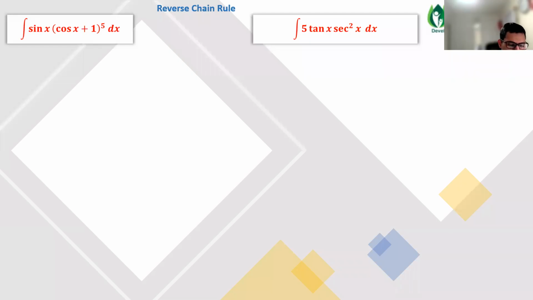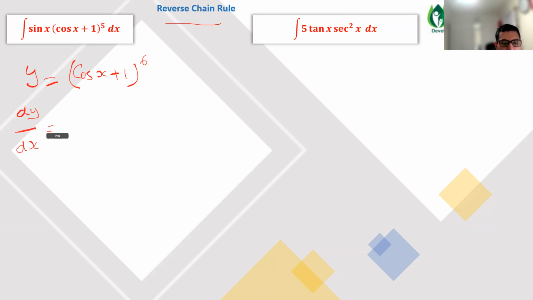So guys, this is called the reverse chain rule. In reverse chain rule, we need to find a function which, when we differentiate, we end up with the same answer. So like we said last time, what can happen if we have (cos x + 1)^6? We know that when we differentiate, the power goes down by 1. So when we differentiate it, we get dy/dx.